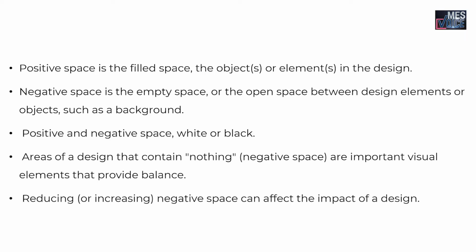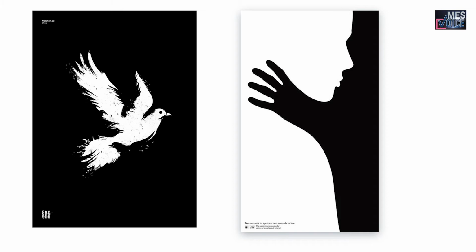Positive space is filled space, the objects or elements in design. Negative space is the empty space or the open space between elements or objects, such as the background. Positive and negative space, that is white or black. Areas of the design that contain nothing are called negative space, and are an important visual element that provides balance. Reducing or increasing negative space can affect the impact of the design. These are some of the examples for negative and positive space.